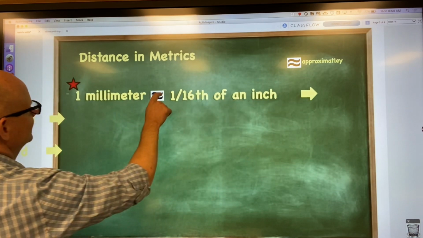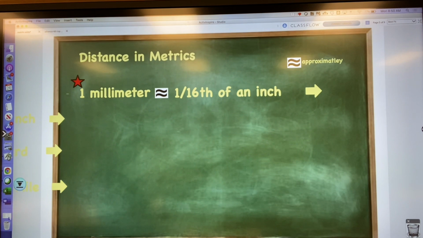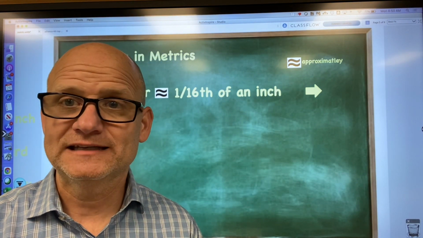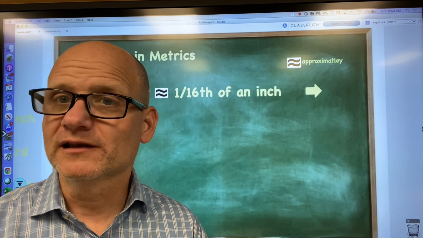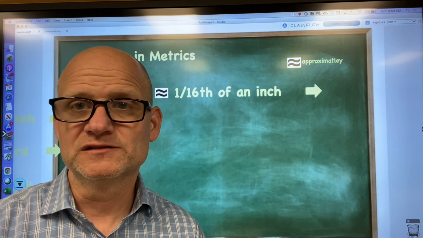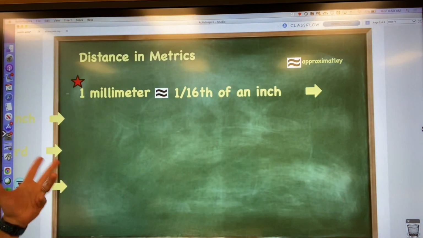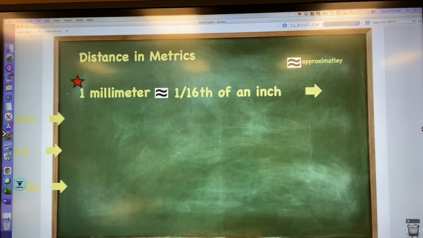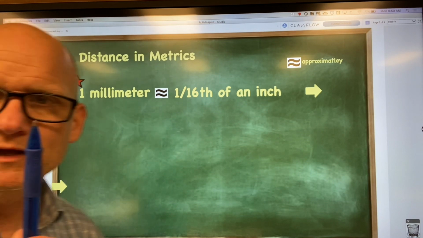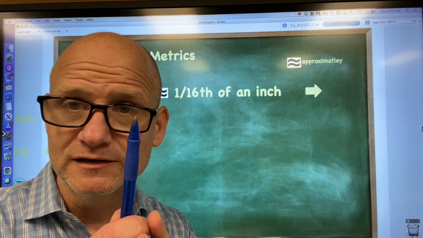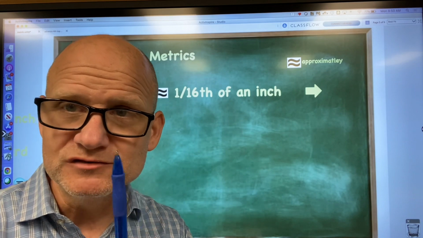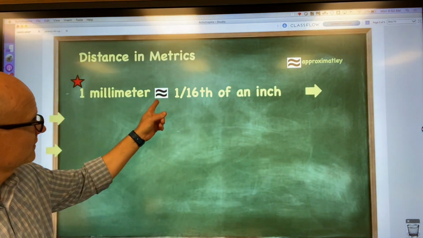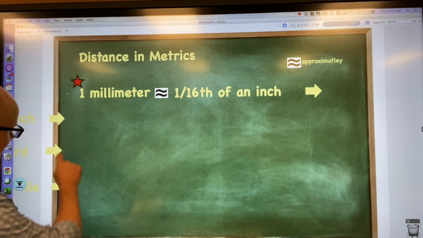Okay, so the last thing I want to discuss with you guys is just approximation. Understanding the length or the weight of these metric units. So if you have 1 millimeter, you need to understand a millimeter is about as wide as the width of your pen. A millimeter is very, very tiny. It's about as wide as a 16th of an inch. That means approximately. So write that down.